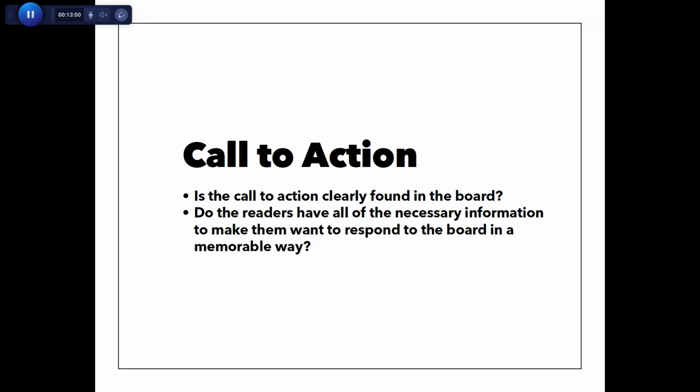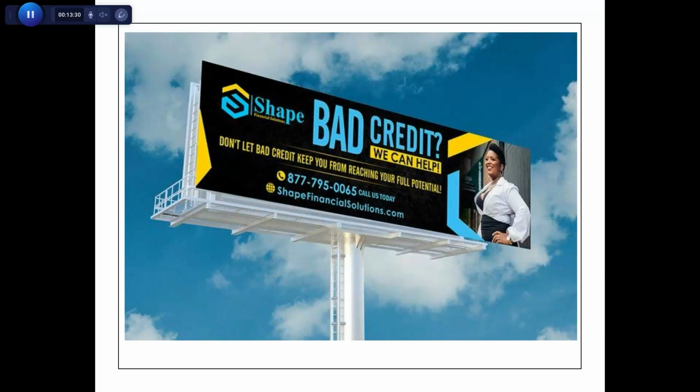All right, now a call to action. Billboards a lot of times are primarily branding elements. But every once in a while you need some way of getting the customer to see the board and then take action. So is the call to action clearly found in the board? Do the readers have all the necessary information to make them want to respond to the board in a memorable way? In this case, again, too much information, but what I want to point out is that there's a phone number and a website.